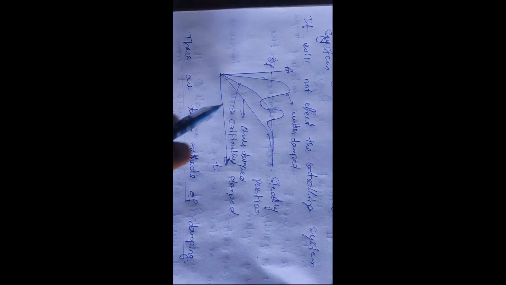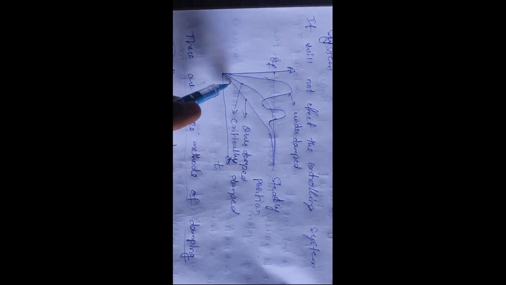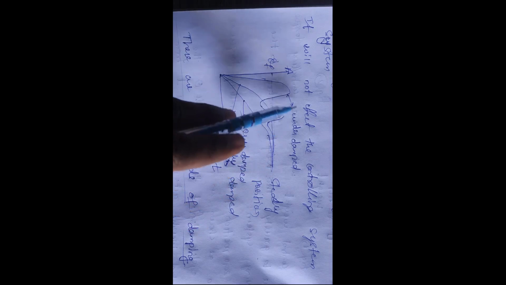If the moving system reaches its steady position rapidly and smoothly, that is critically damped. And if the moving system takes more time to reach its steady state, that is called over damped. So these are the three conditions. Normally your damping system will work under under damped conditions.